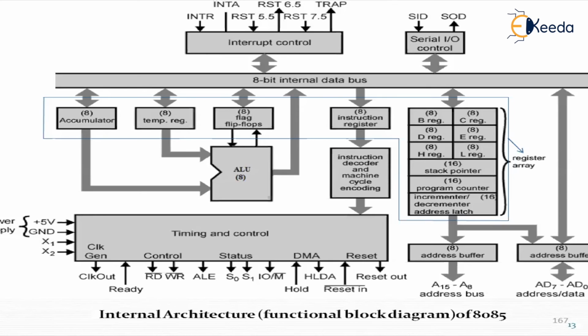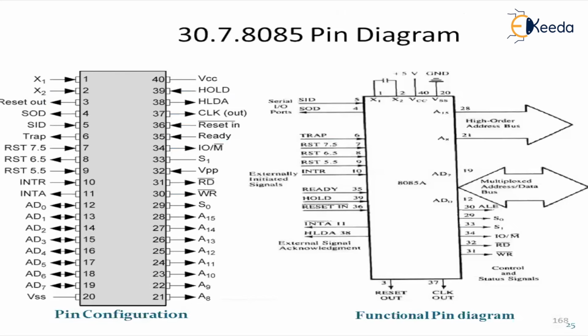If it is A20, then what? From A16, the processor will have A16, A17, 18, 19, 20, and the rest of the 3 bits will be 0. This is how the internal architecture of 8085 looks like.